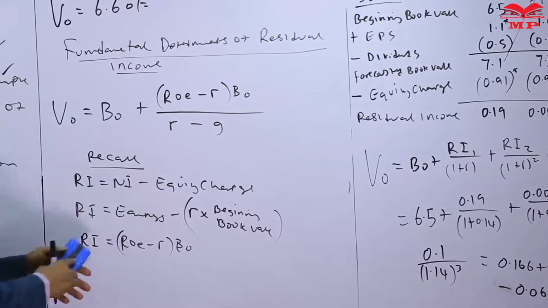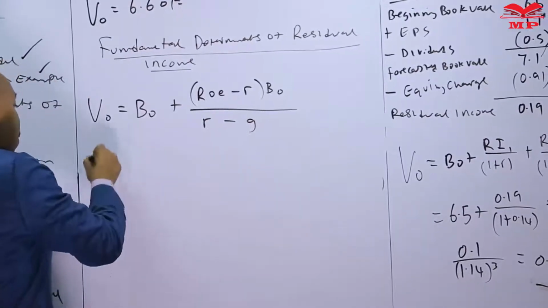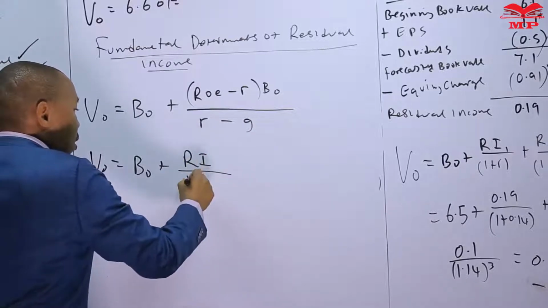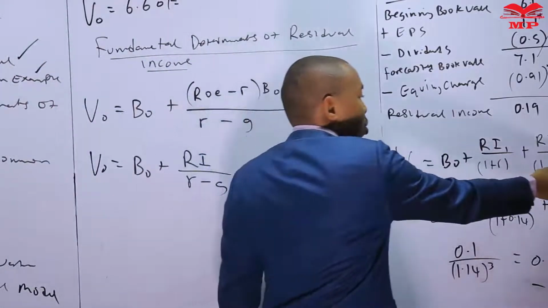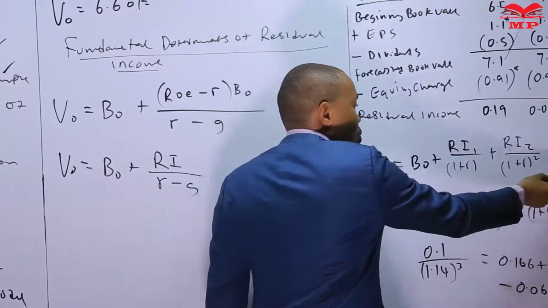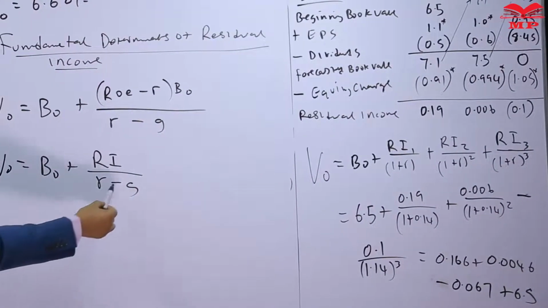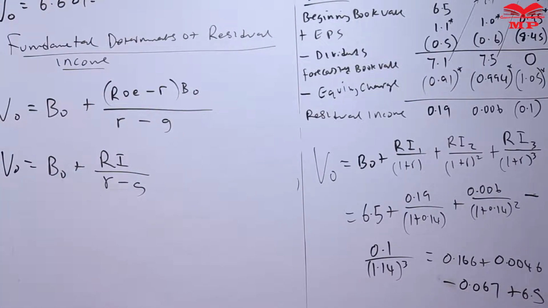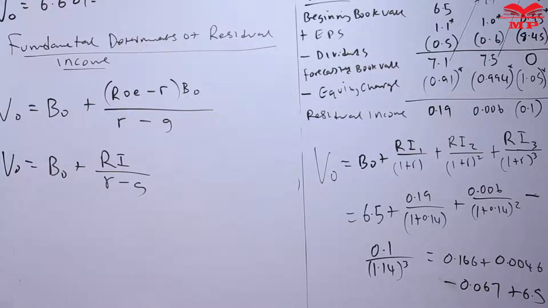So once we've tried to understand all of this, we can also say that V naught is given as B naught plus RI over R minus G, like that. This is almost similar to this one. The only factor is that the RI power 1, power 2, power 3, and power 4. Now, considering the growth rate in residual income, we have factored that growth rate over here, and that's why when we deduct it from the required rate of return, this is what we are saying is a capitalization rate. Capitalization rate is the difference between the discount rate and the growth rate right there.